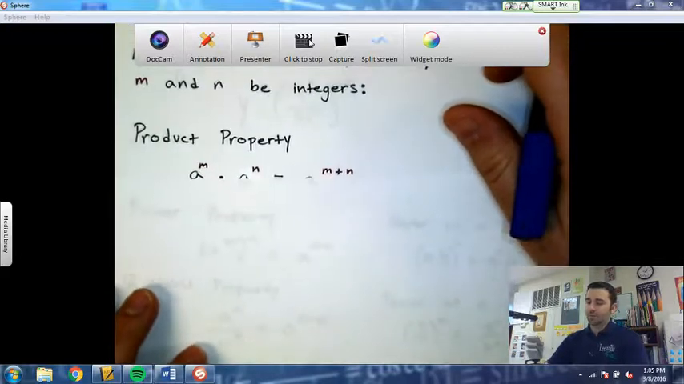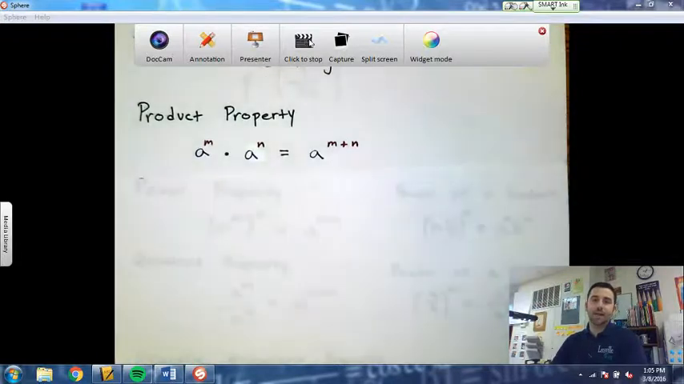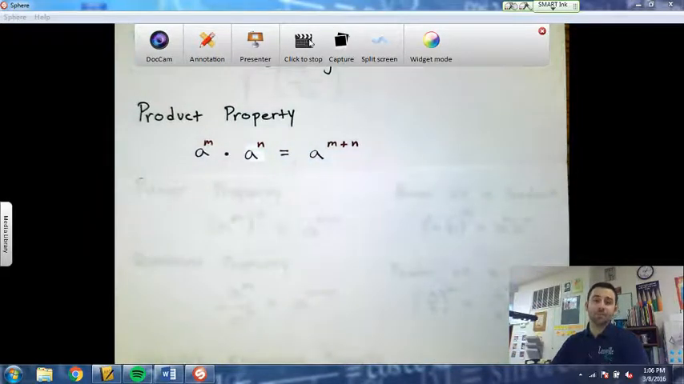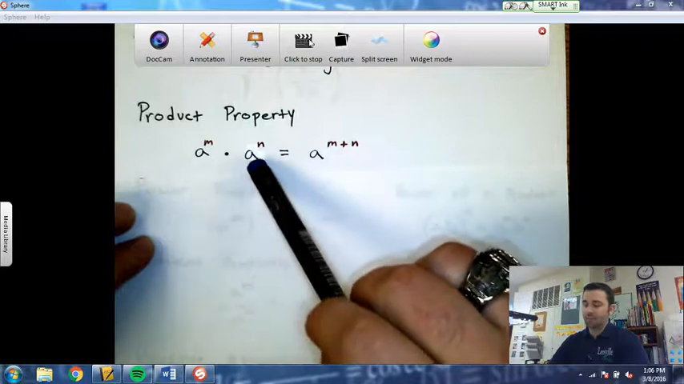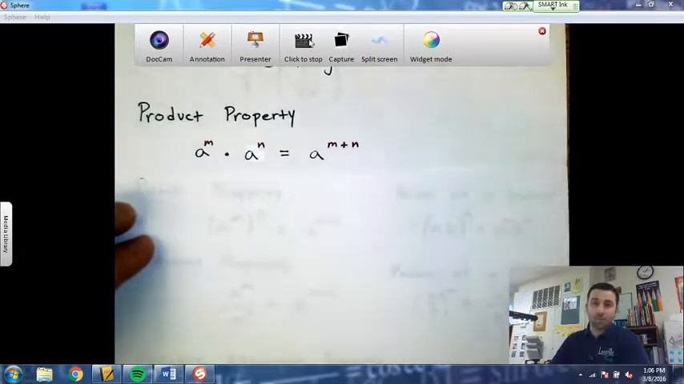The first property we're looking at is the product property. The product property tells us that if I have two exponents with the same base, in this case the base is a, and I'm multiplying them, then it's essentially adding the exponents. As you can see here, I'm multiplying a to the m by a to the n, and I can simplify that to a raised to the m plus n.